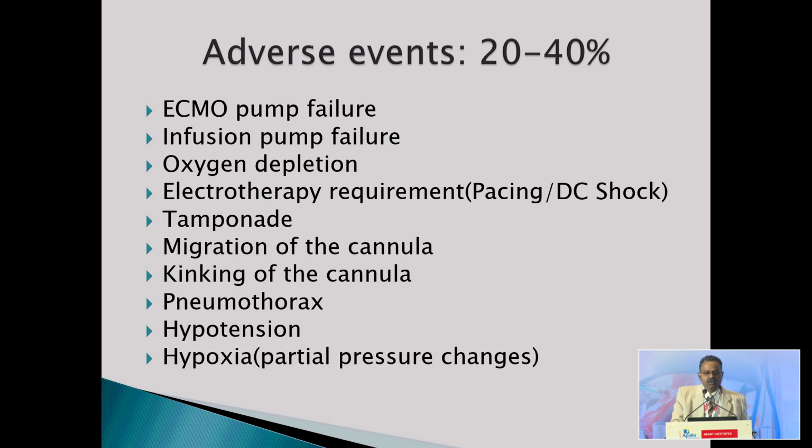So our unit has a uniform policy that all the ECMO cannula and tubing, from the insertion site to the machine and from the machine to the patient, should be exposed and seen by everyone. If it goes hiding behind a bedsheet or any other equipment, then it can get compressed or kinked. So our unit policy is to keep the tubings and the cannula exposed. A pneumothorax can happen, for which we may need an ICD. And hypotension and hypoxia may happen in this patient due to the partial pressure changes.